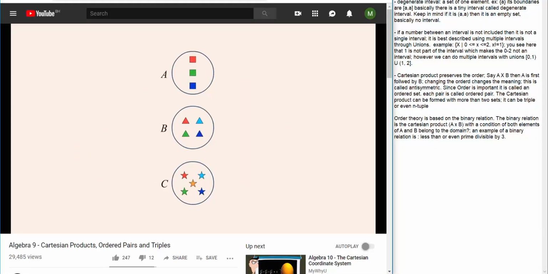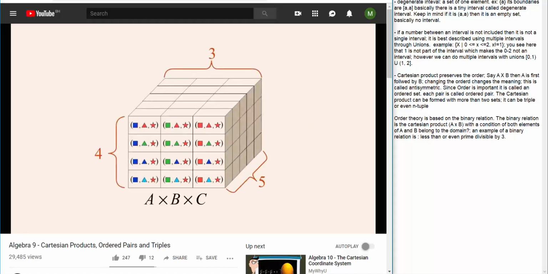If sets A, B, and C had contained 3, 4, and 5 elements, then the number of elements in their Cartesian product would be 3 times 4 times 5, or 60 elements.